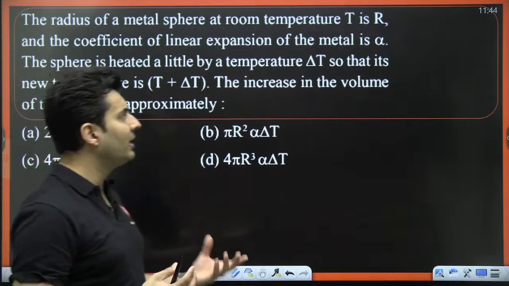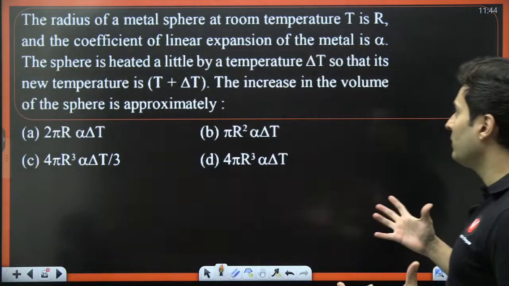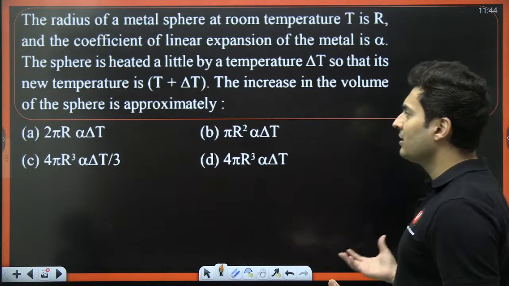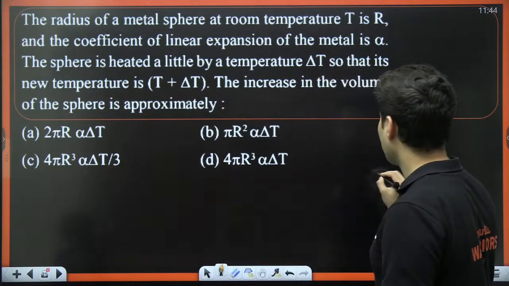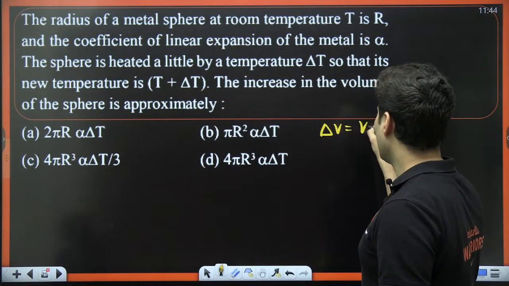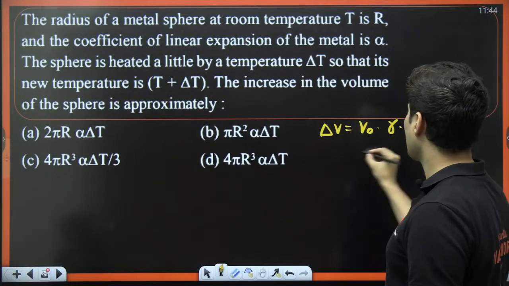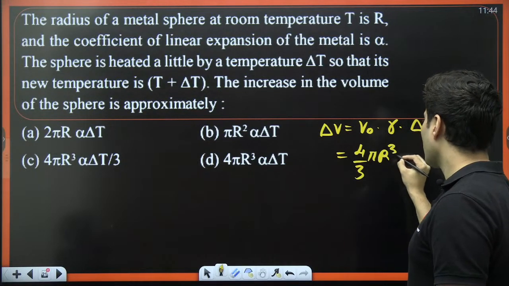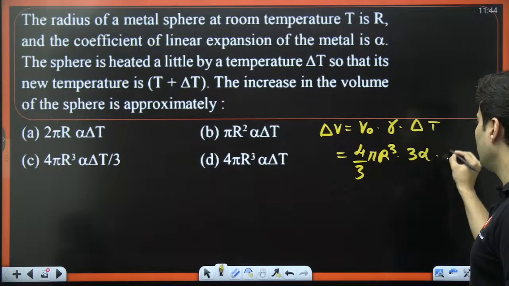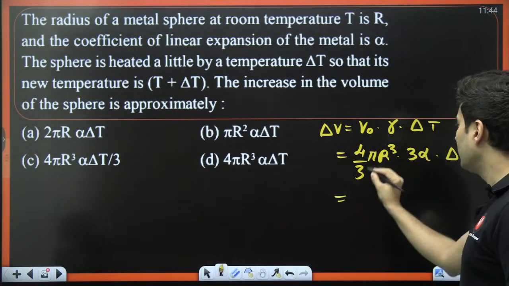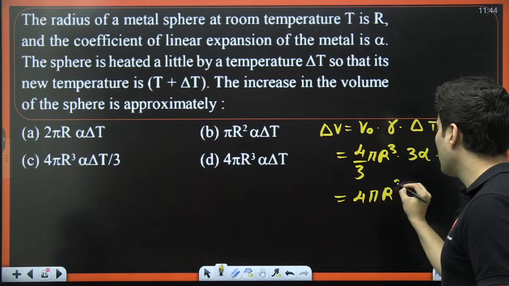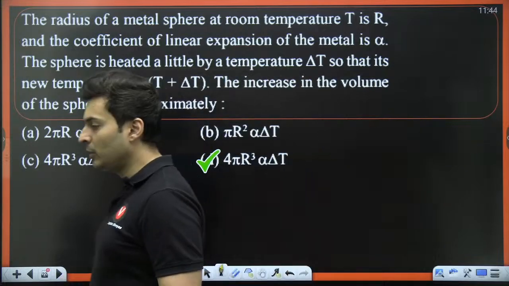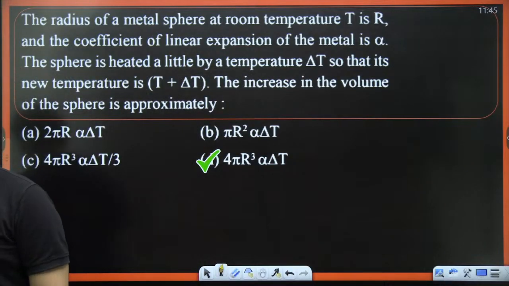The radius of a metallic sphere at room temperature T is R. Coefficient of expansion is alpha. The sphere is heated by delta T. New temperature is this much. The increase in the volume, I think it is a direct question. The increase in the volume, delta V, is original volume into gamma into delta T. Original volume in terms of radius is 4 by 3 pi r cube. Gamma is 3 times alpha, and 3 gets cancelled. So I am left with 4 pi r cube into alpha into delta T. That is option D, right? Very nice. How many of you got it?